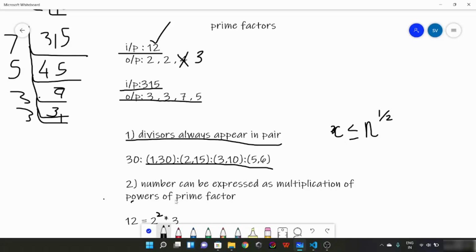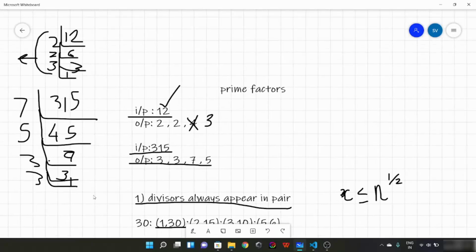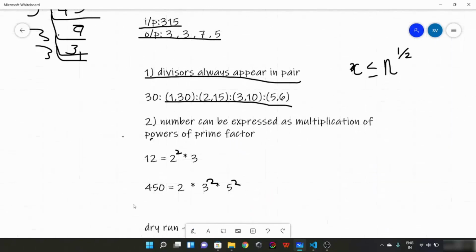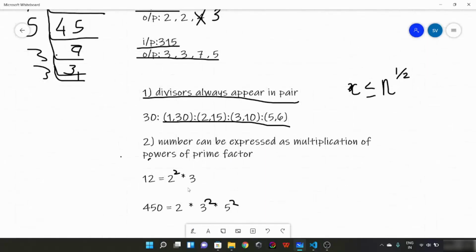And then we are going to say that a number can be expressed as a multiplication of powers of prime factors, which we saw here, right? And you can see it here also. 12 is 2 into 2 into 3, 450 is 2 into 3 into 3 into 5 into 5. Now I have shown the idea which we are going to use in the solution. So try to find the algorithm on your own.